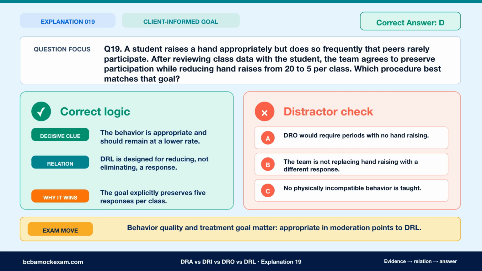Now rule out the alternatives. A. DRO would require periods with no hand raising. B. The team is not replacing hand raising with a different response. C. No physically incompatible behavior is taught. Behavior quality and treatment goal matter. Appropriate and moderation points to DRL.